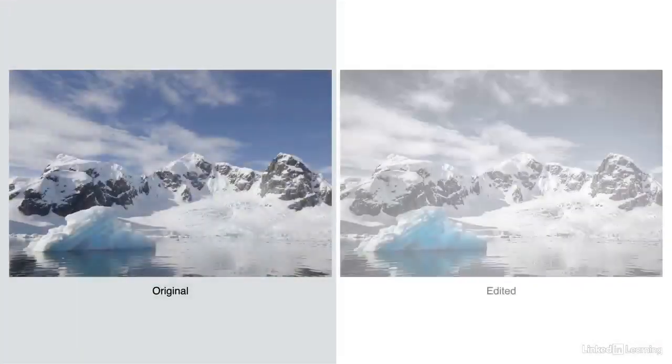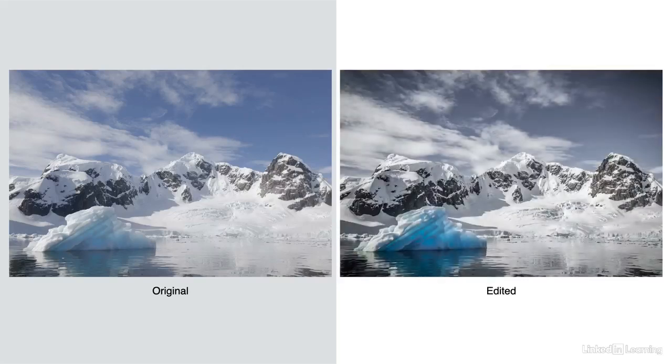In this third image, I've selectively changed the saturation of the sky, making it a little bit darker and a little bit more muted. And I've also made some local corrections by increasing the amount of cyan in the iceberg and also decreasing the amount of blue in the shadows.